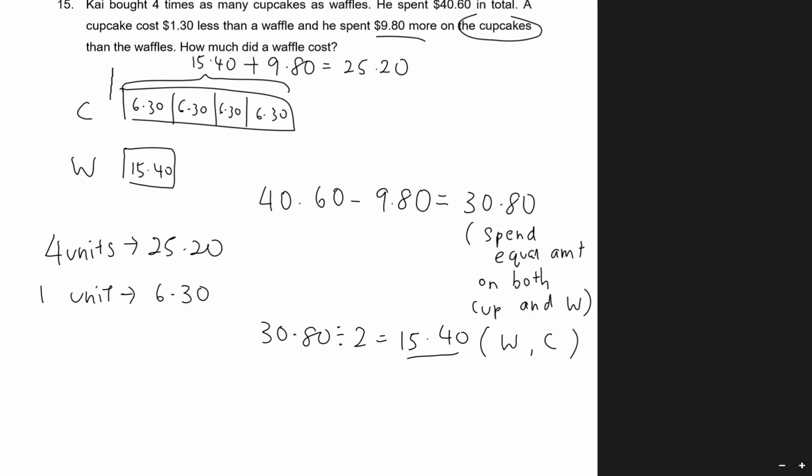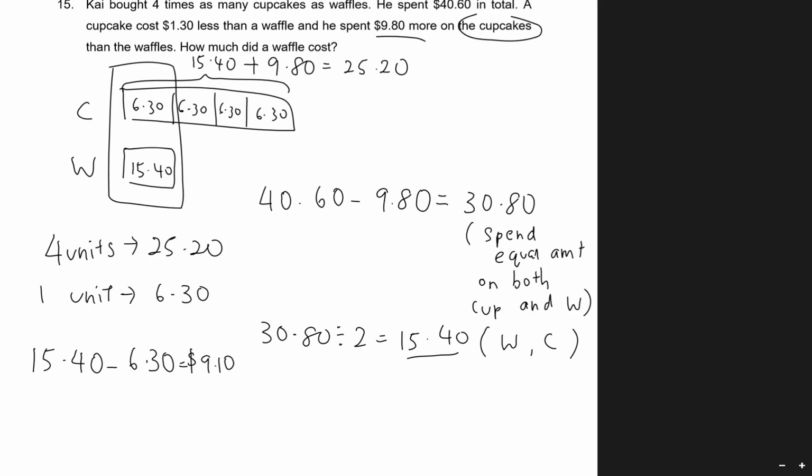So let's just compare 1 unit of waffle and 1 unit of cupcake. Now naturally you know that the waffle is going to cost more. Because if you buy 1 unit of waffle, don't know how many waffles is 1 unit, it's going to cost 15.40. Whereas the cupcake, if you buy the same 1 unit, it's going to cost only $6.30. Let's find out the difference between a waffle and a cupcake, which is going to be $9.10. The difference between the cupcake and the waffle is about $9.10 for every unit.